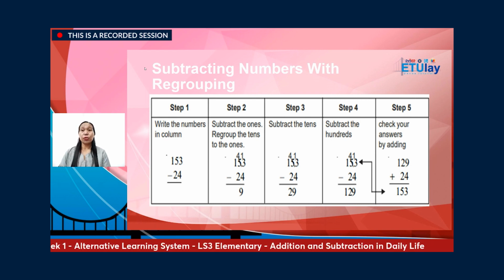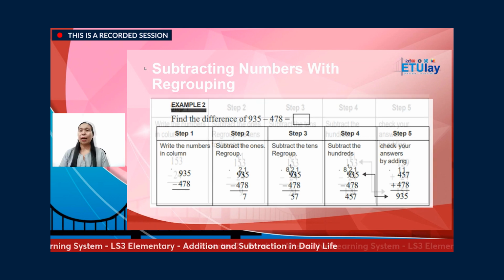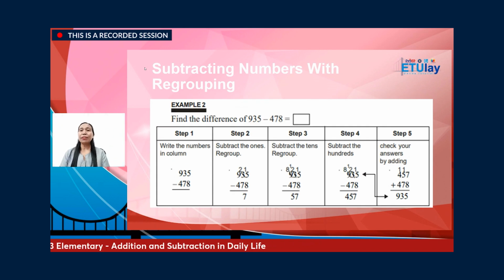To check your answer, just simply add the difference and the subtrahend, which is 129 plus 24, and it is equal to 153, which is our minuend. Example number 2. Find the difference of 935 and 478.